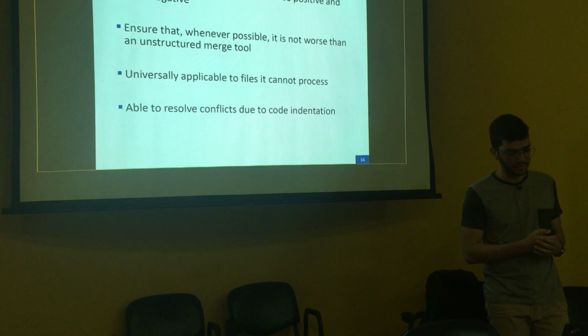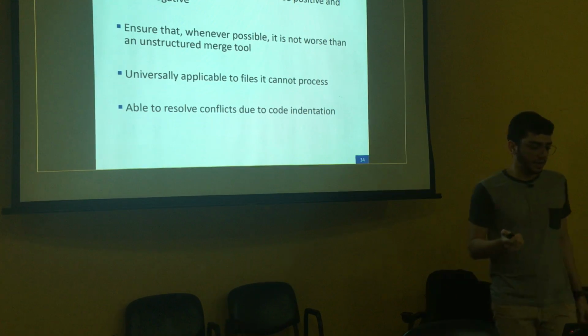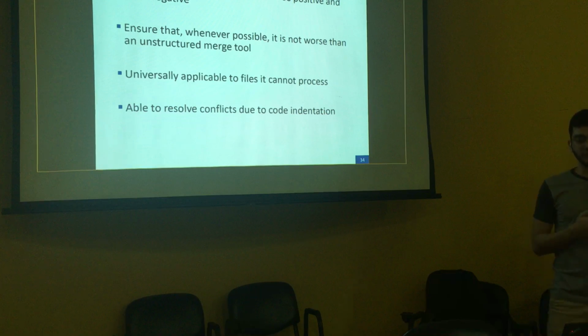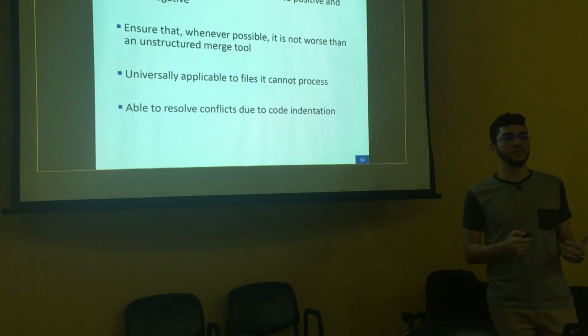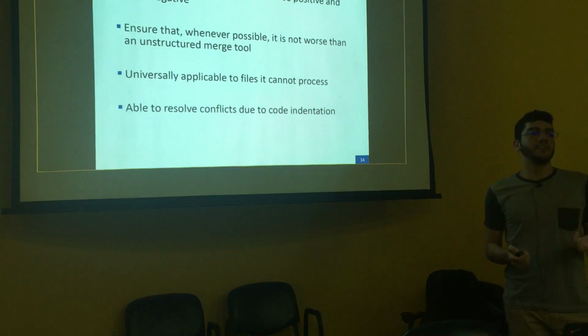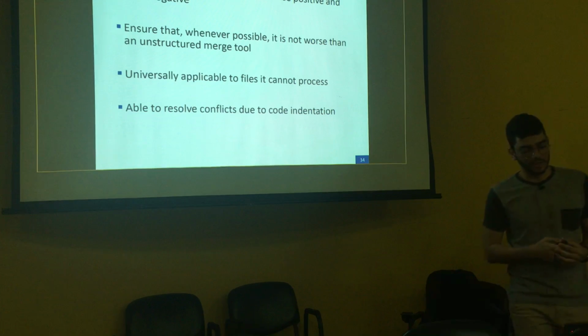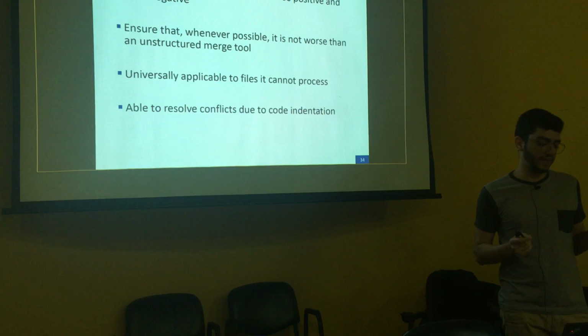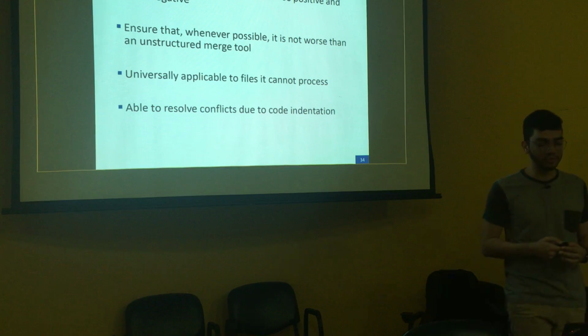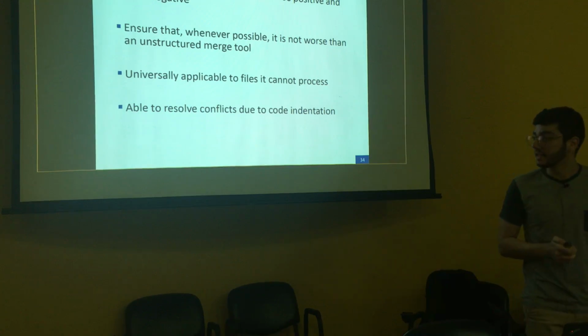tree construction. And a major concern for the design of our tool is ensuring that whenever possible it's not worse than an unstructured merge tool, to justify the adoption of our tool. So we call unstructured merge whenever the underlying algorithms are not accurate. The tool can also be applied to any kind of textual content, including non-Java files. In this case, we invoke unstructured merge. And the tool is also able to resolve conflicts due to code indentation.